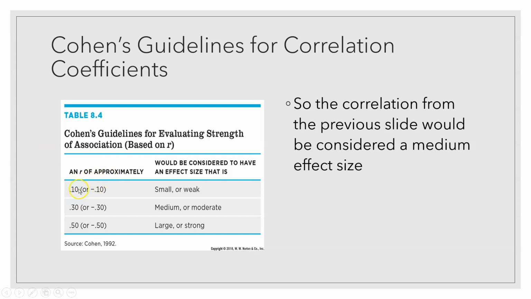So according to Cohen's guidelines, an R of approximately 0.1 or negative 0.1 would be small or weak. So it's a pretty small effect. If we have a correlation coefficient of 0.3 or negative 0.3, that would be considered a medium or moderate correlation. And if we have a correlation coefficient of 0.5 or negative 0.5, that would be considered a large or strong correlation. I know that it's kind of surprising that 0.3 on a scale of 0 to 1 would be considered medium and 0.5 would be strong. But remember, we're looking at human behavior. We're measuring aspects related to people, and people are pretty variable.